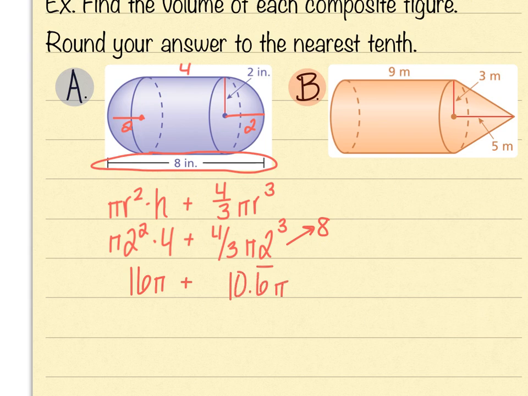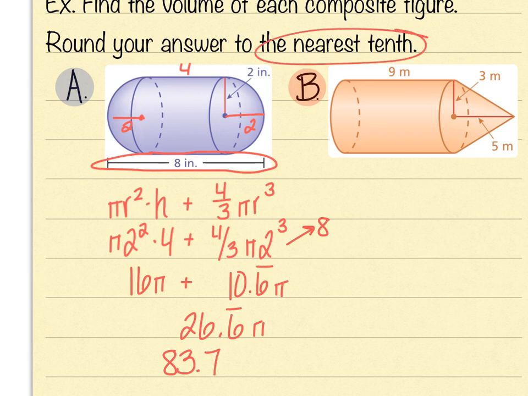pi. And then I'm going to add that with 16, which gives us 26. So just hit plus 16 to that. So we get 26.6 repeating pi. And now we can multiply what's in our calculator, which is still just a bunch of 6's, times 3.14. And that's going to give us 83.73 repeating. It does say round to the nearest tenth, though, so that would be closer to 0.7 than to 0.8. So 83.7 inches cubed.